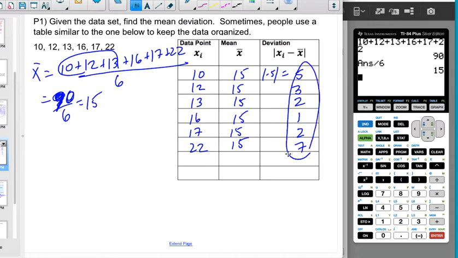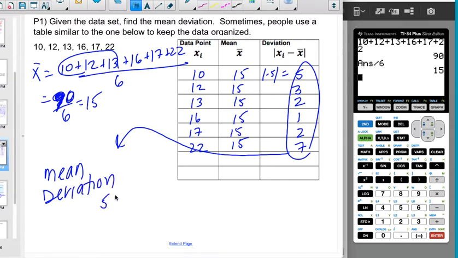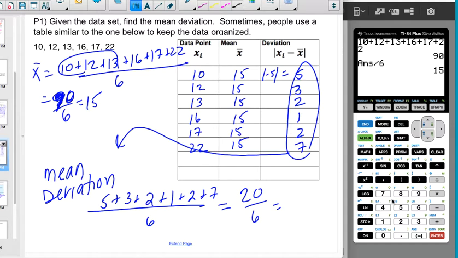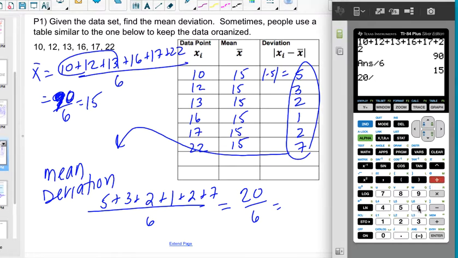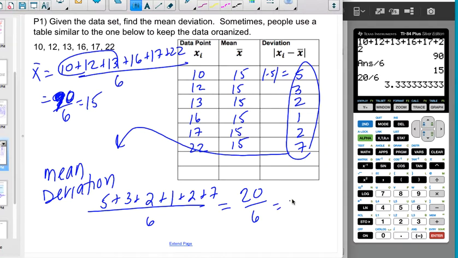So these are the deviations, and they're the thing I want to mean, right? So my mean deviation is going to be 5 plus 3 plus 2 plus 1 plus 2 plus 7 all over 6, right? That's 8 and 10 and another 10, I think. So I think this time I get 20. Yeah, I think I get 20 over 6, right? So 20 divided by 6 gives me 3.3 repeating, or you could say 3.333, right? So there's my mean deviation.